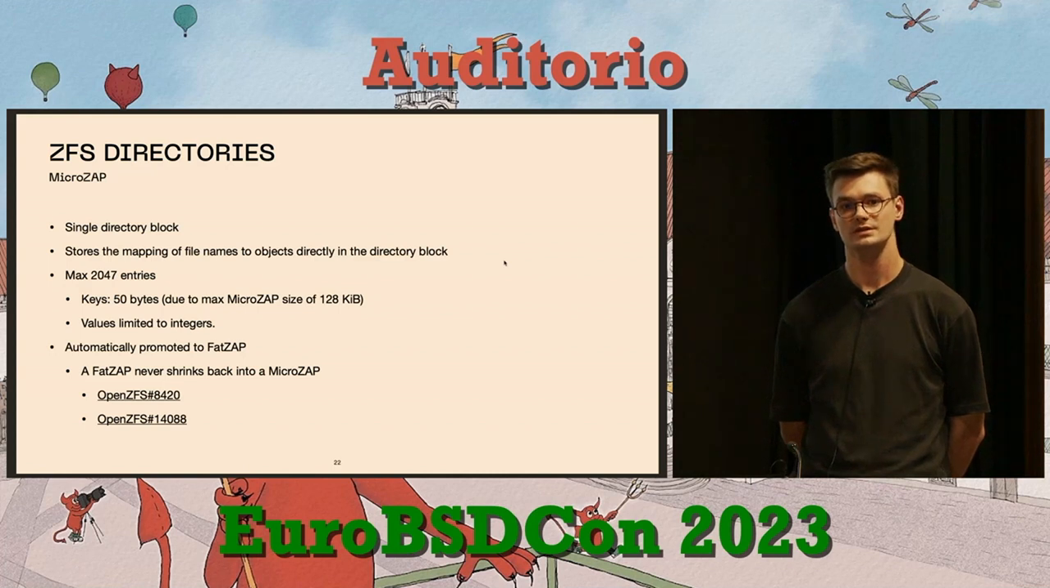So you still have to read out the whole thing. The interesting bit is that when you switch from a microzap to a fatzap, you just add one more block. The structure of everything changes, but effectively, when you look at the output of ZDB, you have one more block to deal with. Perhaps that answers your question.